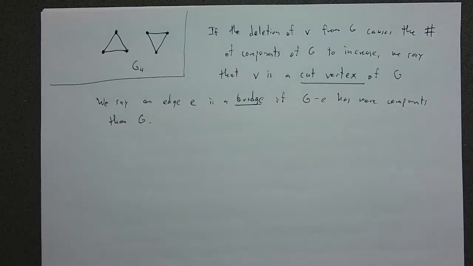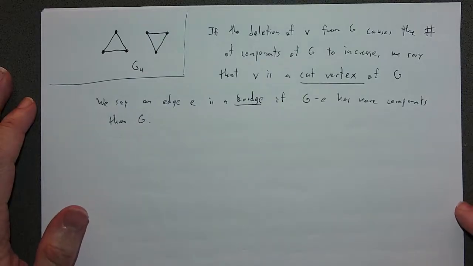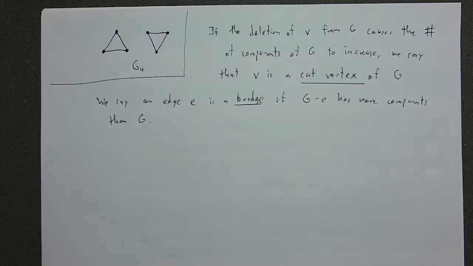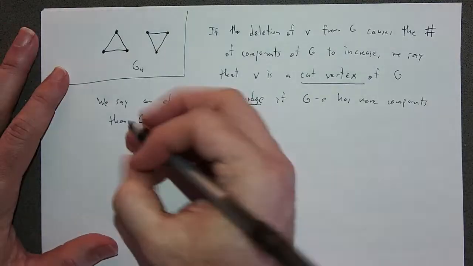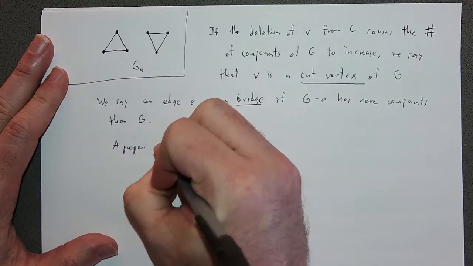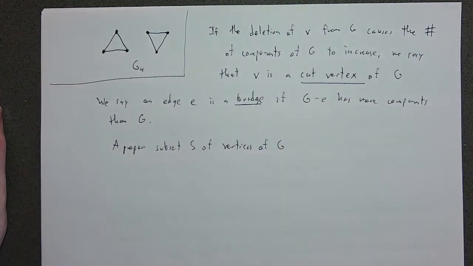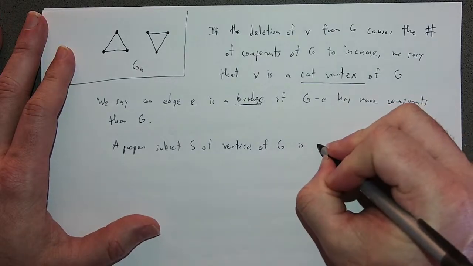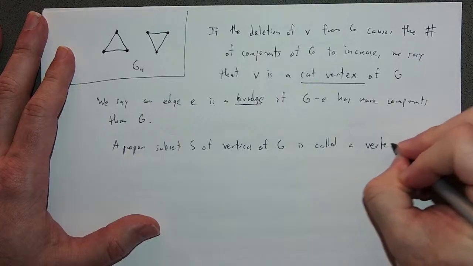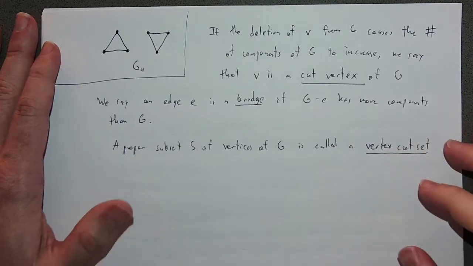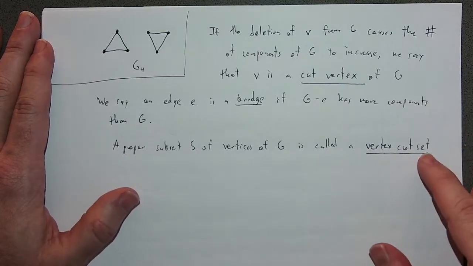So all this is an example of this terminology. It's going to help us talk about the notion of connectivity. So now, if we extend this notion of cut vertex to a set of vertices, what we're going to call a vertex cut set, what is that going to mean? A proper subset S of vertices of G, I could have just written a subset S of V of G, is called a vertex cut set. Sometimes it's just called a cut set, if the graph G minus S is disconnected.